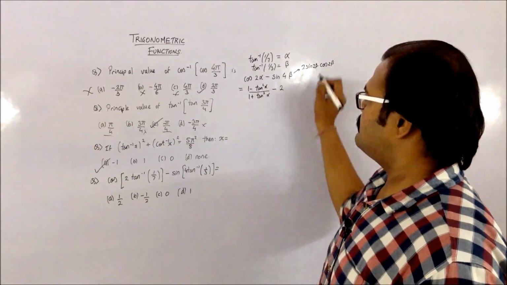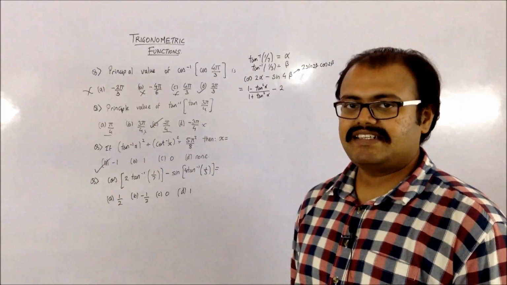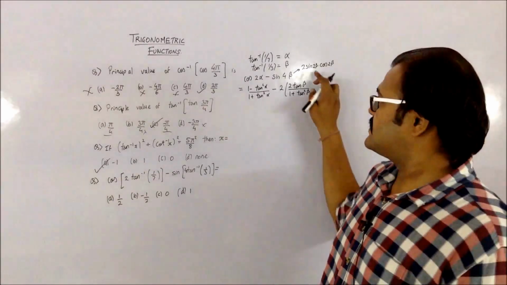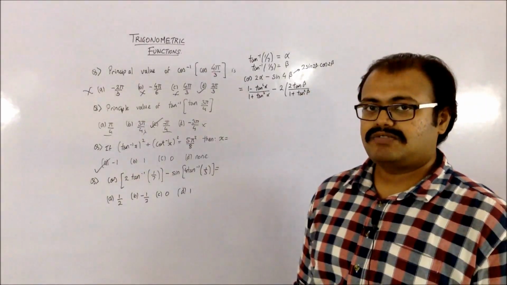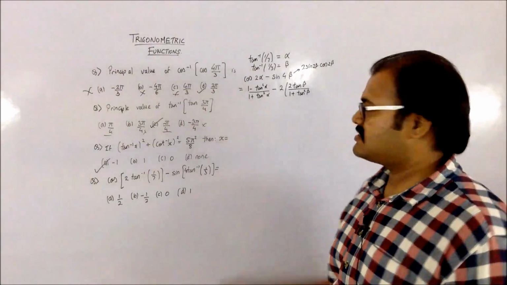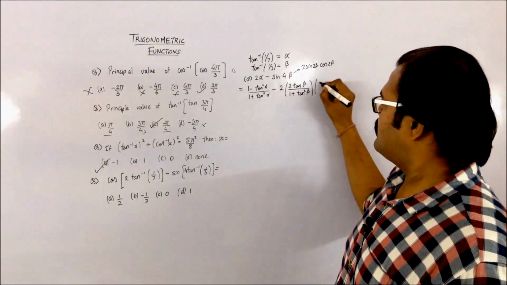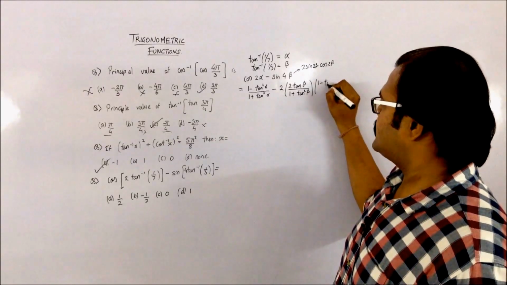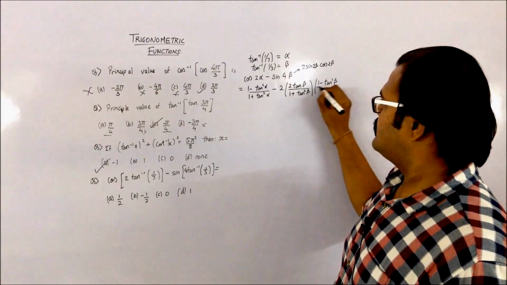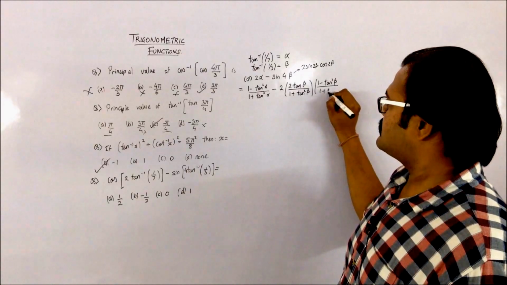Sine 2 beta can be written in terms of tan as 2 tan beta upon 1 plus tan square beta, and cos 2 beta, in the same way, can be written as 1 minus tan square beta upon 1 plus tan square beta.